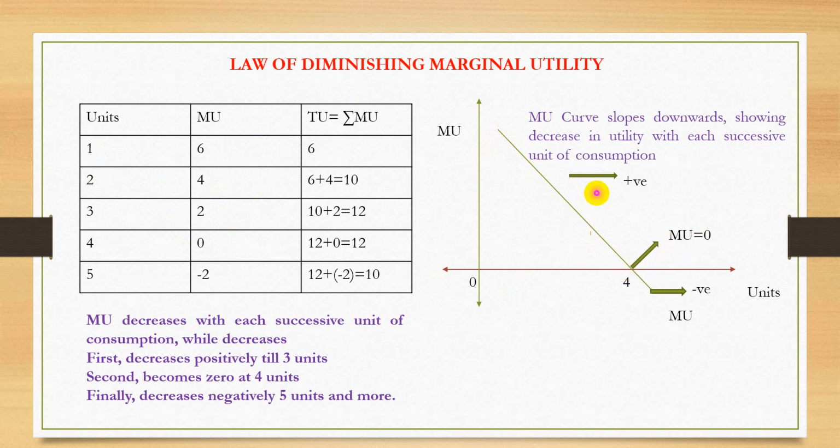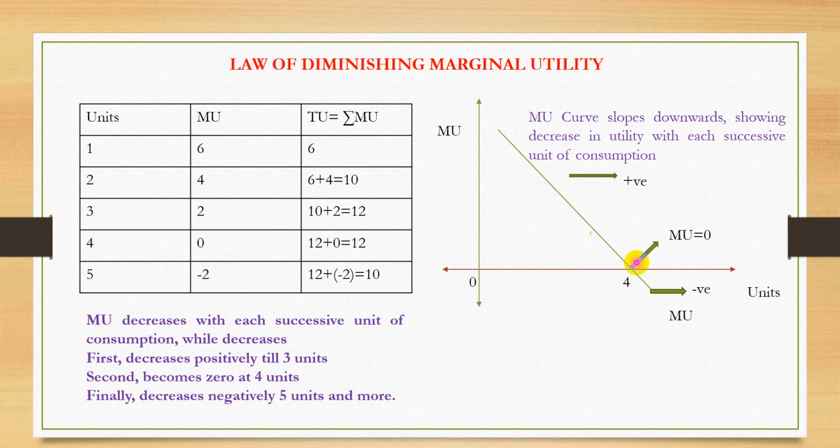Before 4 units MU is positive, and beyond 4 units MU is negative, that is at 5 units MU is minus 2. What we find is that the MU curve slopes downward, showing a decrease in utility with each successive unit of consumption. So the MU curve slopes downward, representing that units of consumption and marginal utility are inversely related. That means if we increase the units, then MU will decrease.